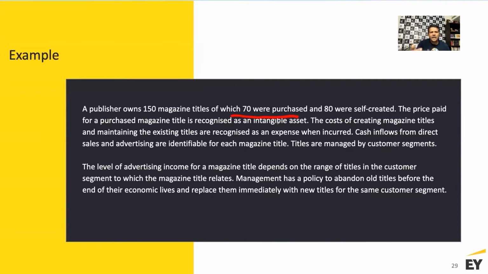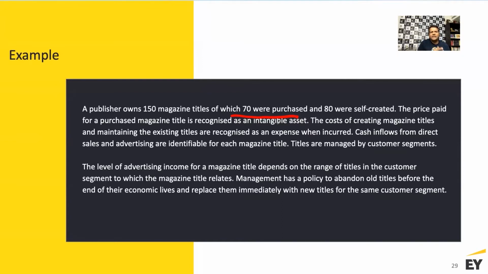The price paid for a purchased magazine title is recognized as an intangible asset. The cost of creating magazine titles and maintaining the existing titles are recognized as an expense when incurred. Cash inflows from direct sales and advertising are identifiable for each magazine title.